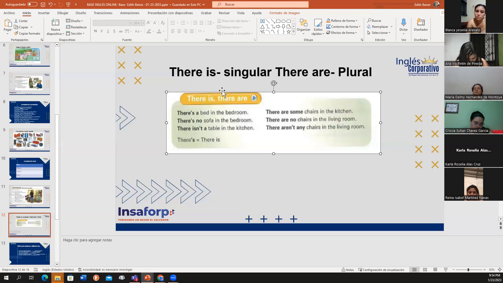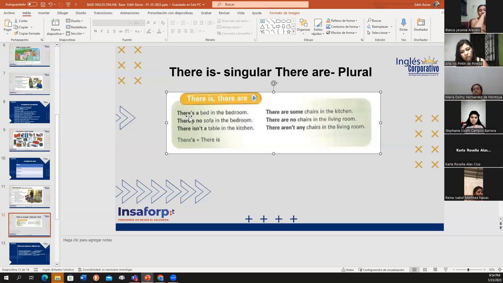But if that is negative, ¿cómo sería si es negativo? There isn't. Or there is not. Hay dos formas de abreviarlo, okay? There's no or there isn't. Here we have an example, okay?